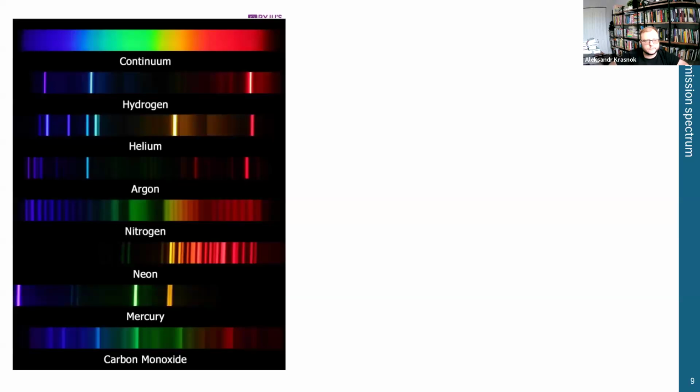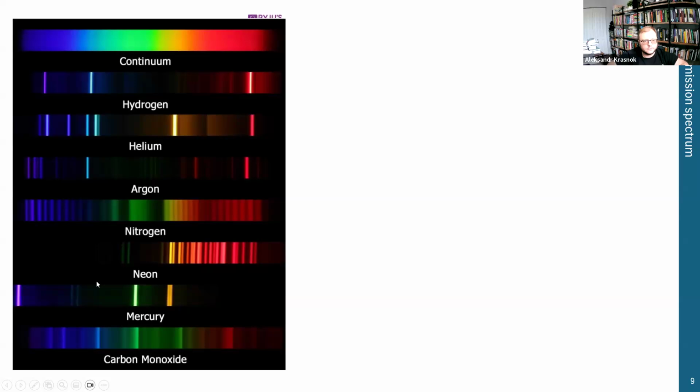The light source, of course, emits light. You can notice the color and so on, but you cannot tell the frequency composition of this light. But you can use this spectrometer to turn the spectrum into a number of lines. And this is how it looks for some gases. For example, hydrogen creates lines like this. Helium creates other lines. Argon, nitrogen, neon, mercury, carbon monoxide, and so on.